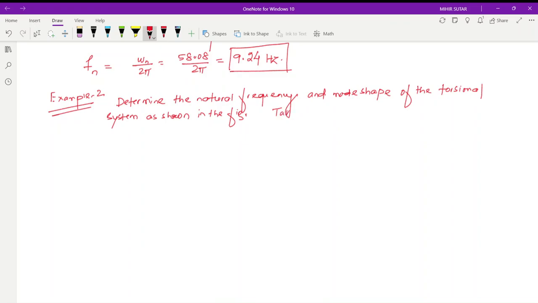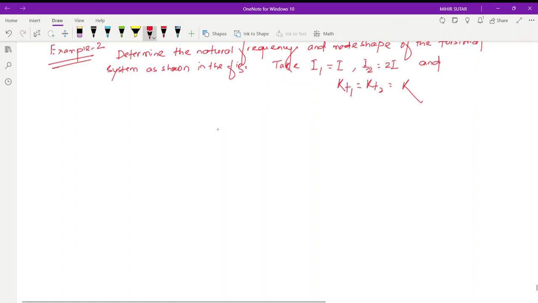Take, sorry, take I1 equal to I and I2 equal to 2I, and this KT1 is equal to KT2 as K. Now the schematic is like this. Now we have the shaft up to this portion.